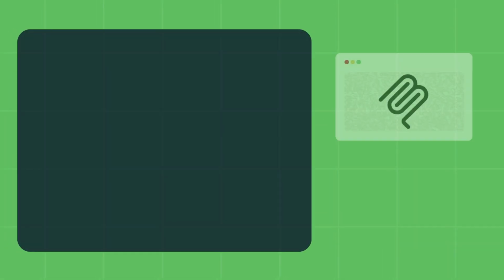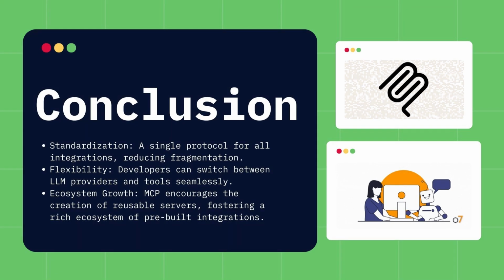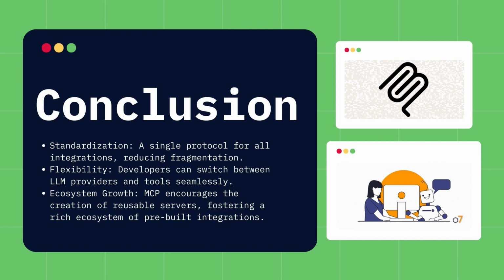In summary, the Model Context Protocol is a groundbreaking standard that connects AI models to the data and tools they need. By providing a universal protocol, MCP simplifies the development of AI applications, making it easier for developers to build sophisticated tool-empowered systems. The benefits are clear. As AI continues to evolve, protocols like MCP will play a crucial role in making AI more accessible, powerful, and integrated into our daily lives.